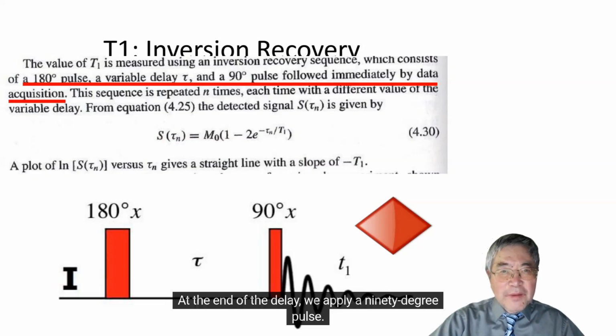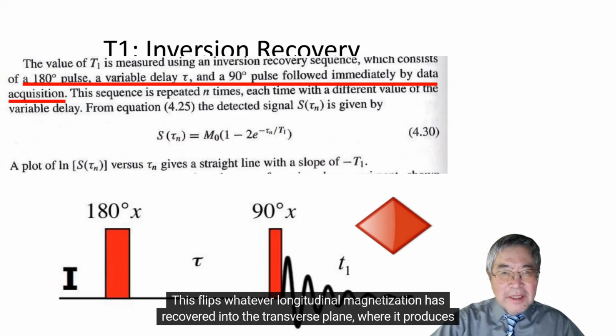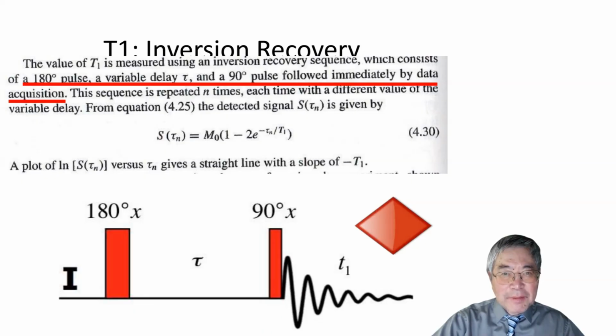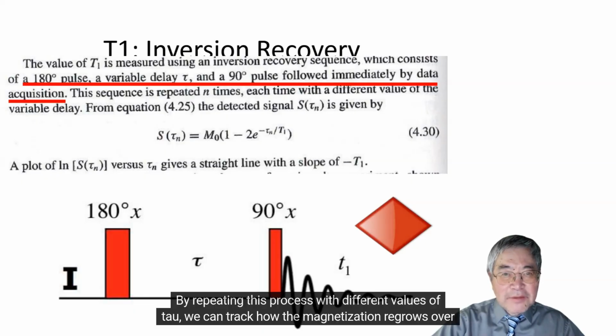At the end of the delay, we apply a 90-degree pulse. This flips whatever longitudinal magnetization has recovered into the transverse plane, where it produces a measurable signal. By repeating this process with different values of tau, we can track how the magnetization regrows over time.